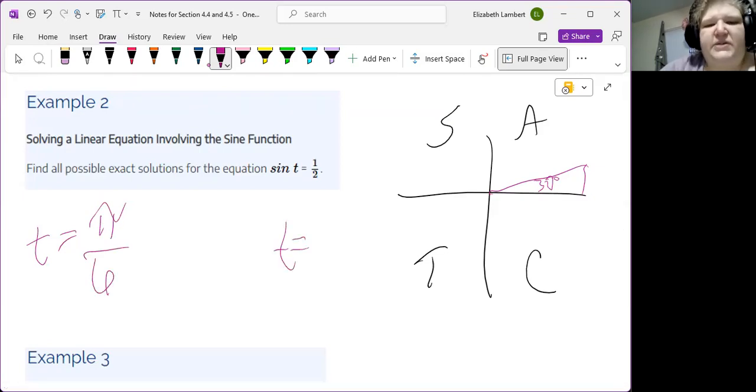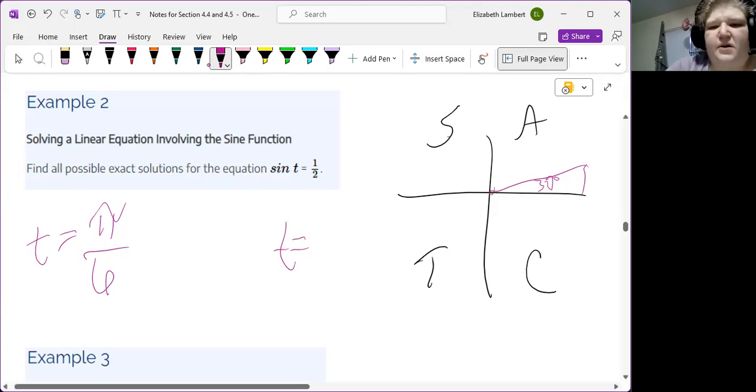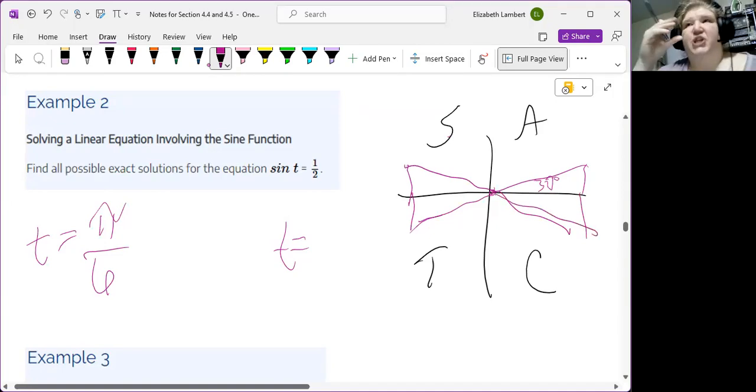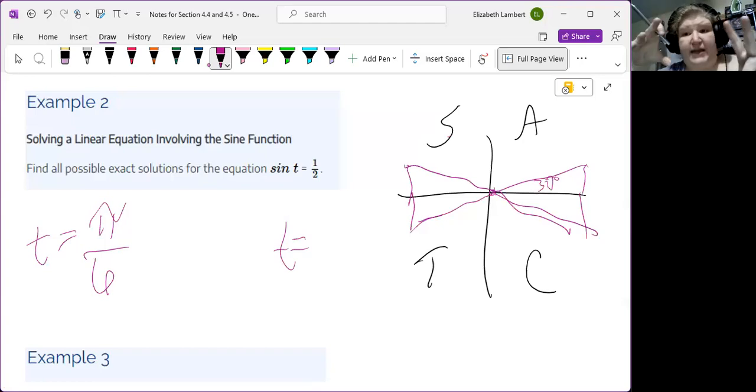And theta could also be over here. Sine is positive over here. So I need another little part of the bow tie. So see, all the angles that share the same size of sine, whether it's positive or negative 1/2, form this little bow tie shape.